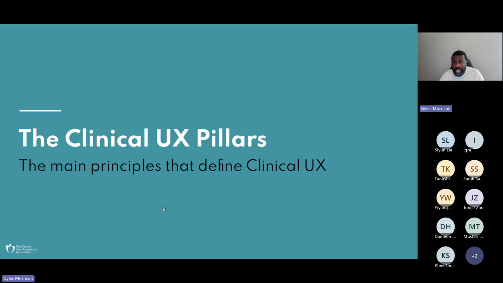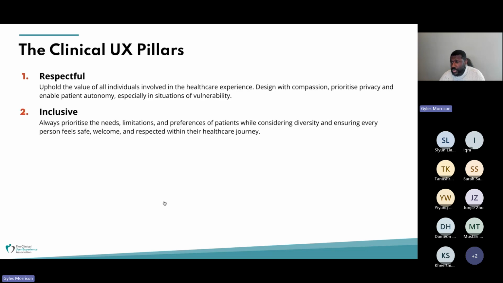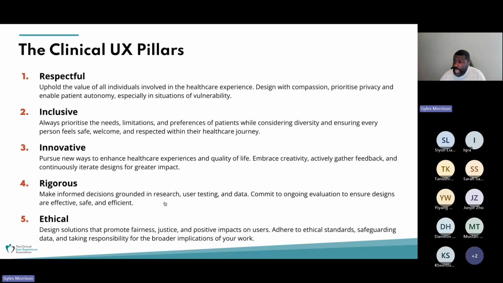So, pillars. What I like about the clinical UX pillars is that these are basically principles that if you follow them and you don't have any UX expertise, you're already on the path to do great UX work. It's a bit like what can be applied to working in healthcare in general. Even if you don't have extensive medical knowledge, there are some basic principles that if you follow, you can keep someone alive or you can at least be helpful to someone. So there's five of them. I'm going to go through these in turn: respectful, inclusive, innovative, rigorous, and ethical.